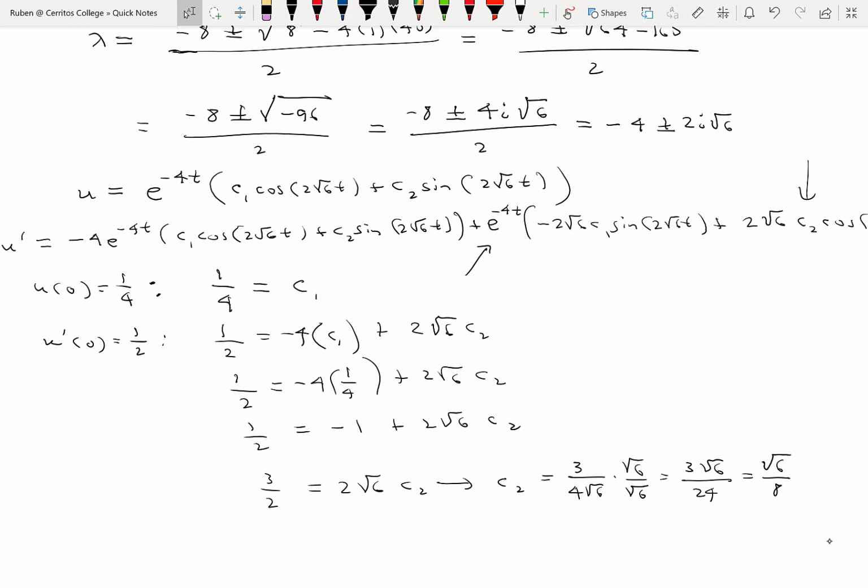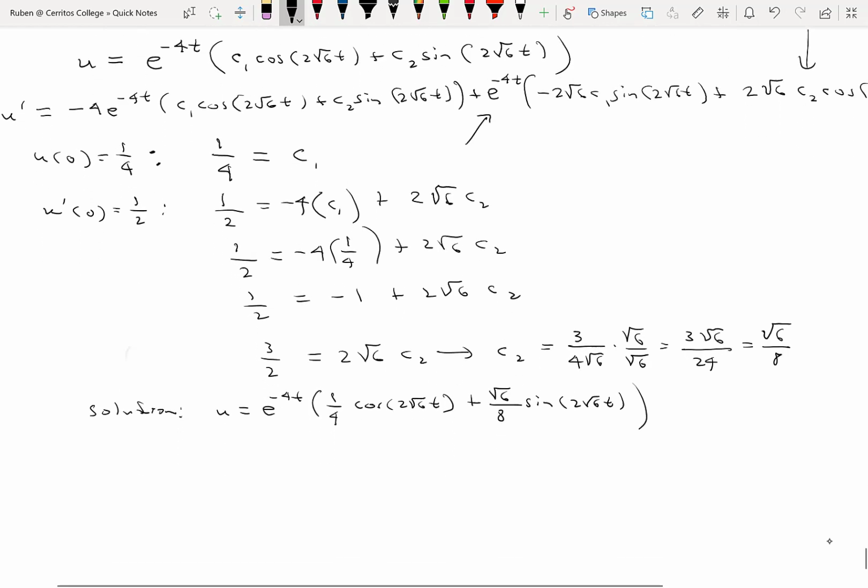So let's write out our solution and end this video. So the solution is u equals e to the minus 4t times, c1 was 1/4, so 1/4 cosine of 2 radical 6t plus c2, radical 6 over 8, times sine of 2 radical 6t.